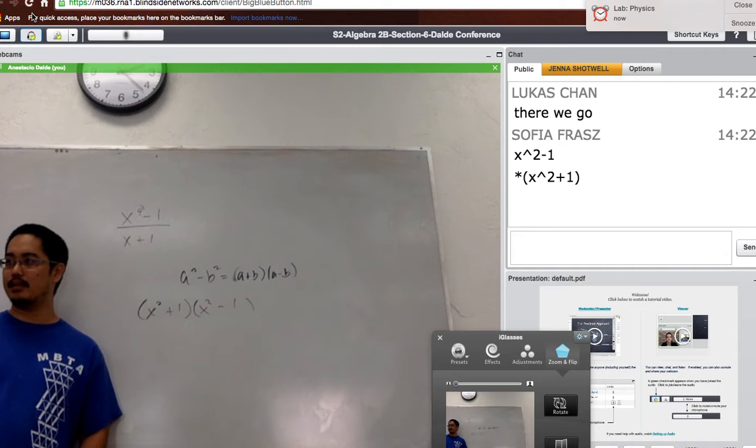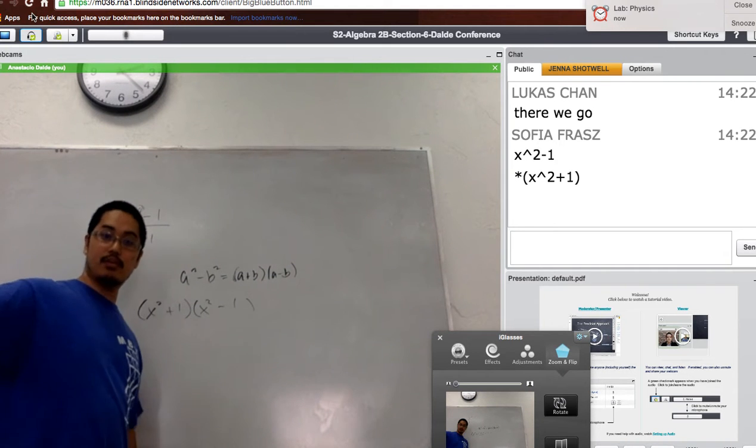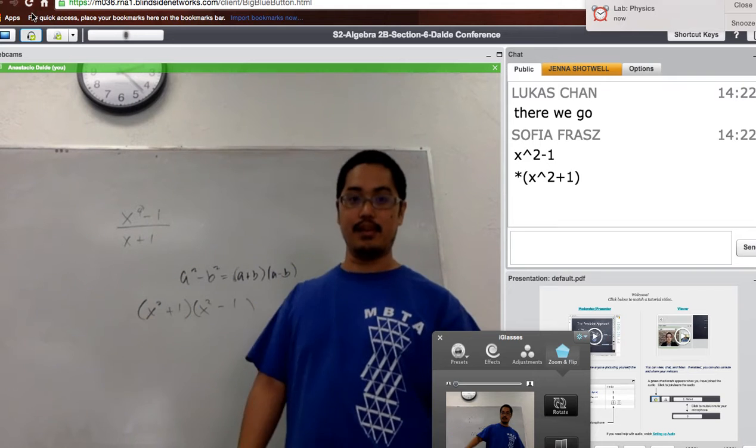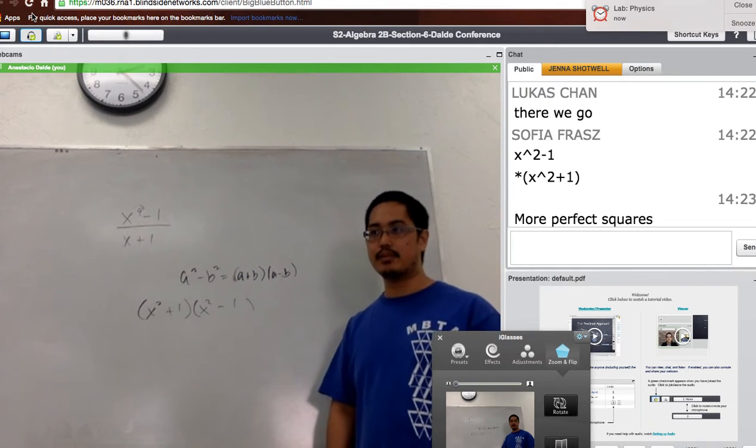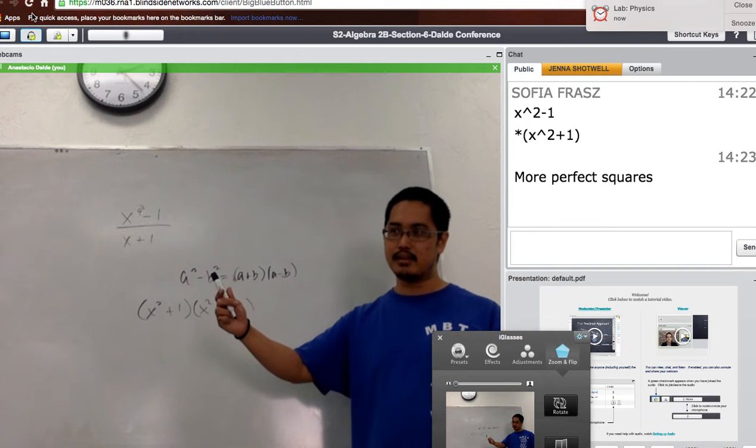You see that? Another perfect square. Whoa, Cameron's doing something in advance here. He's saying, wait a second, we've got another perfect square thing going on. Cameron, you want to take it? Oh, okay.